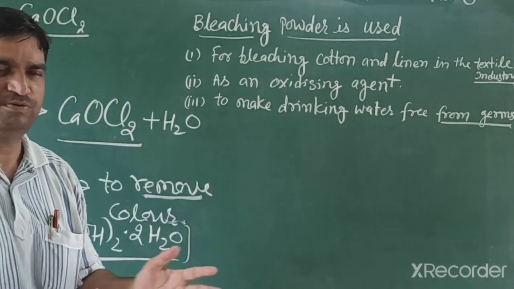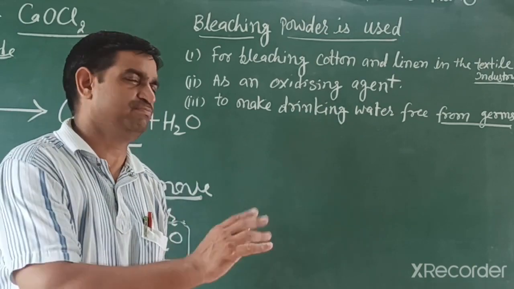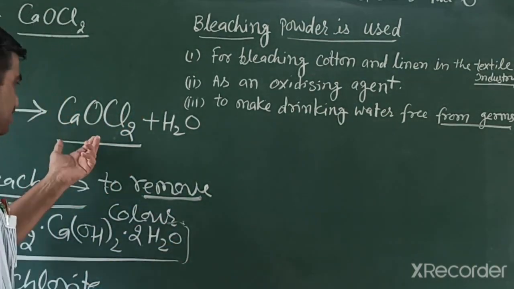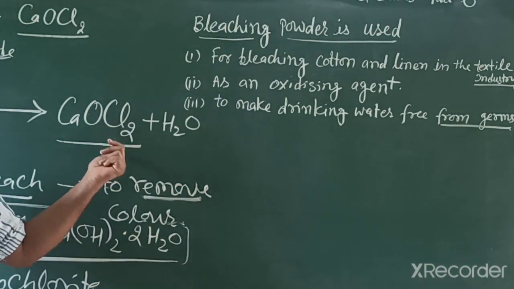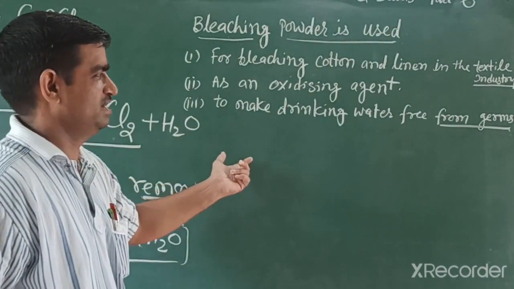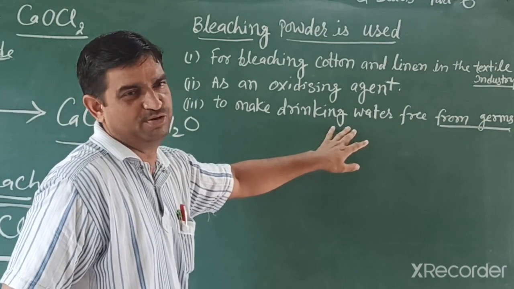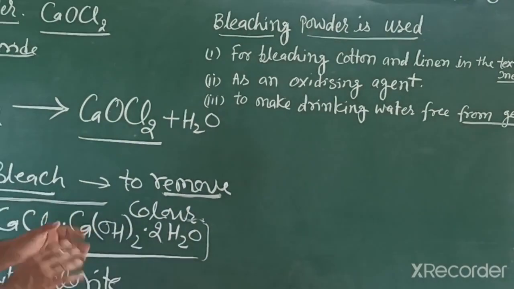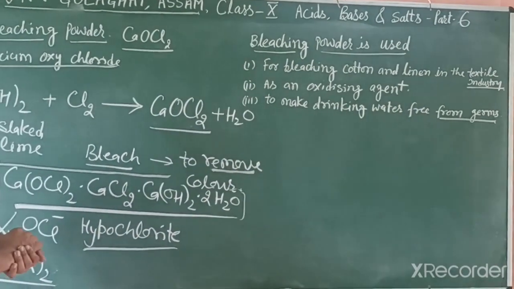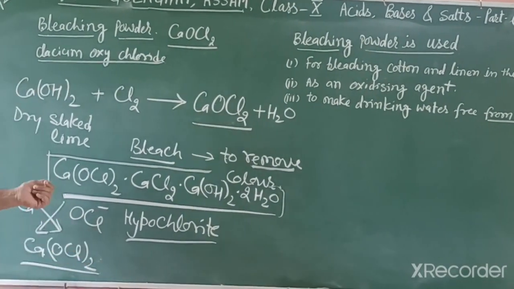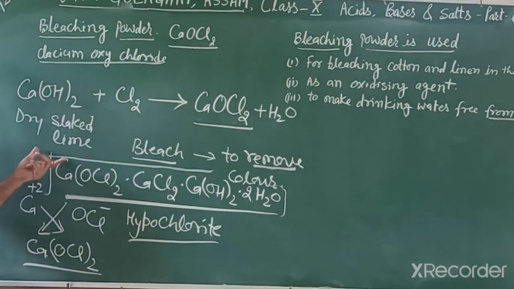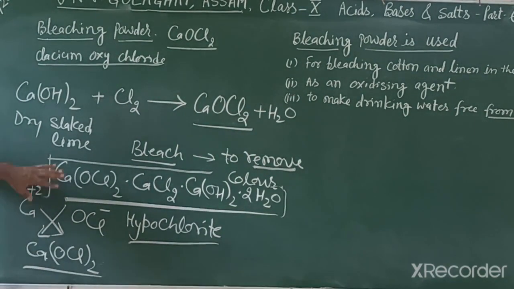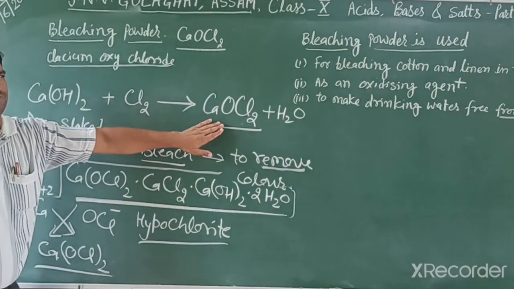It is also used for making drinking water free from germs. Because when we mix some bleaching powder into drinking water, it destroys all the microbes. It also releases chlorine gas, which is a poisonous gas. It is used for drinking water disinfection. These are very small uses in our class, and in the next class you will study more. This chemical composition is actually complex, but you should learn only this formula.